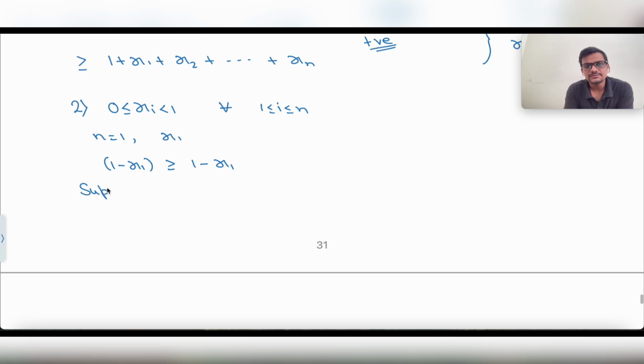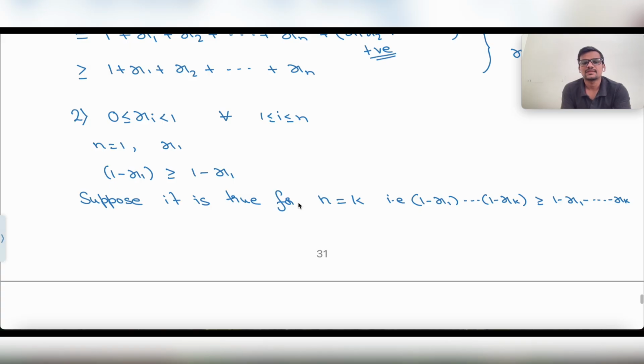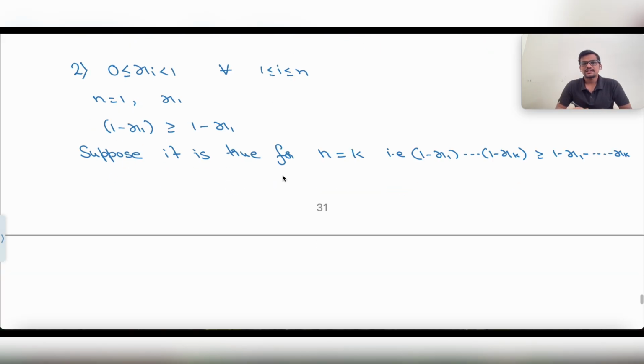Now suppose it is true for n equal to k. That means the product of 1 minus x1 up to 1 minus xk will be greater than or equal to 1 minus x1 minus up to xk. See, this is true for n equal to 1 and we are assuming that it is true for n equal to k also. Now if I am able to show that this is true for n equal to k plus 1 also, then by mathematical induction it is true for every natural number.